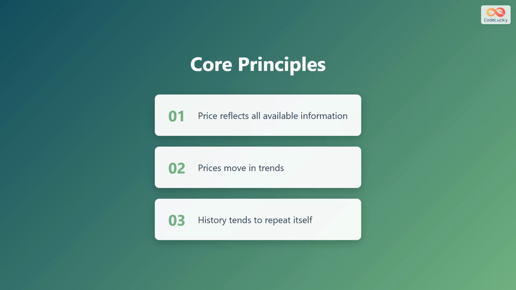Technical analysis rests on three fundamental principles. First, price reflects all available information. This means everything known about a stock, from earnings reports to market sentiment, is already captured in its current price. Second, prices move in trends. Stocks don't move randomly but tend to follow directional patterns over time. Third, history tends to repeat itself. Human psychology drives market behavior, and similar situations often produce similar price patterns. Understanding these principles helps explain why technical analysis works.